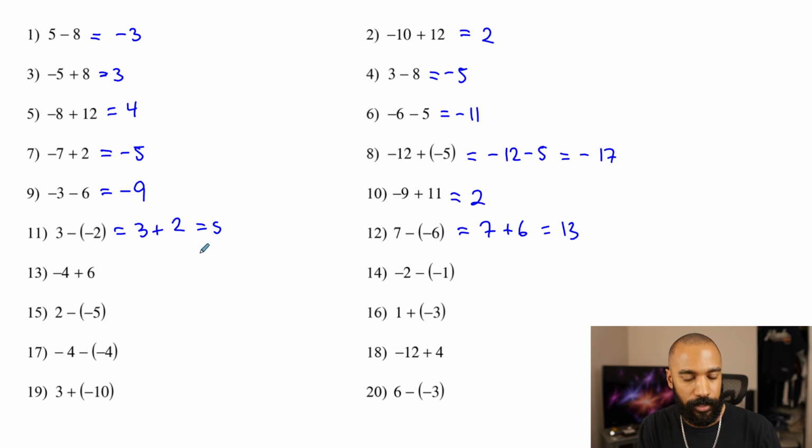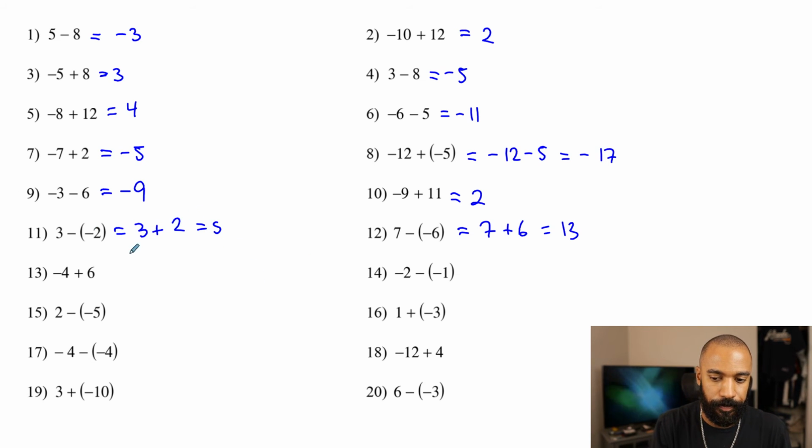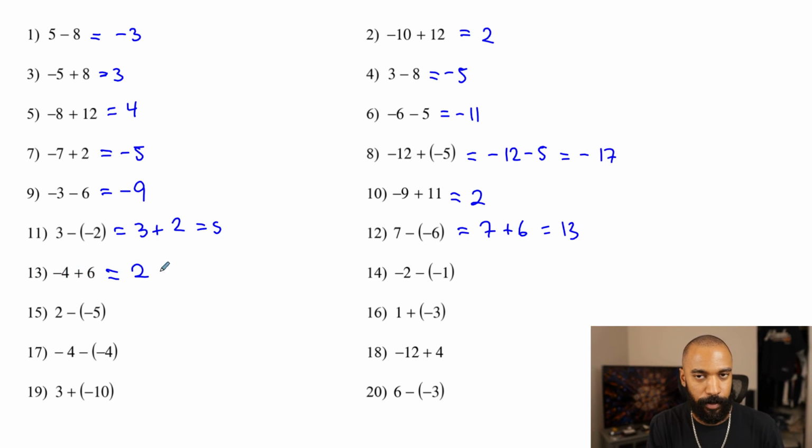Basic addition. Number 13, treat as basic subtraction. Negative 4 plus 6, positive number bigger, so it's positive, it's subtraction. 6 minus 4 is 2. Again, just rewrite them. Positive 6 plus negative 4, 6 minus 4.